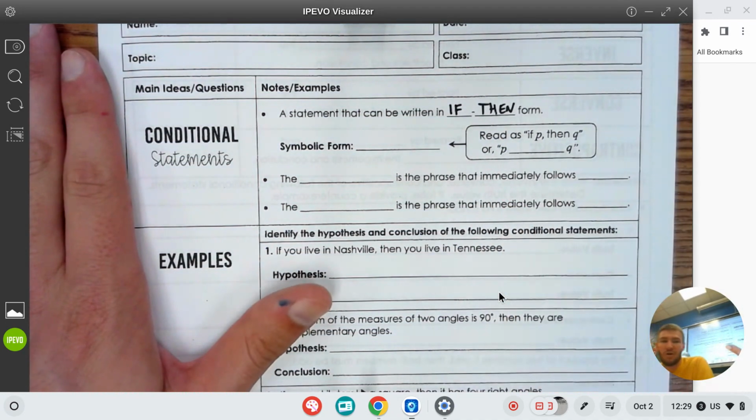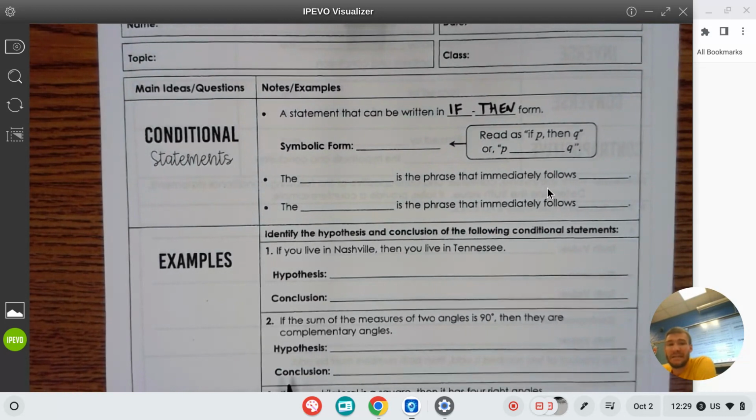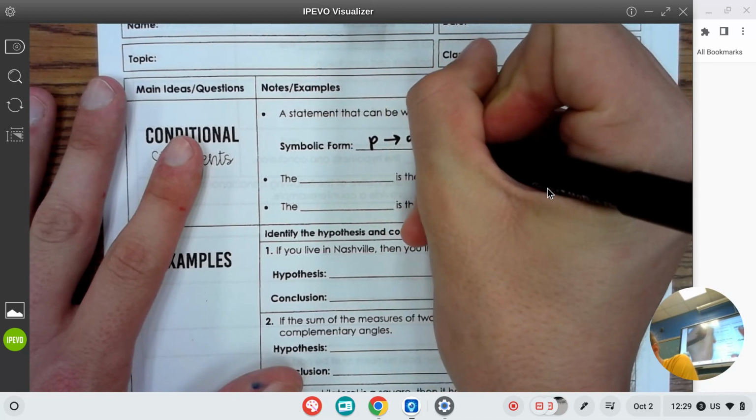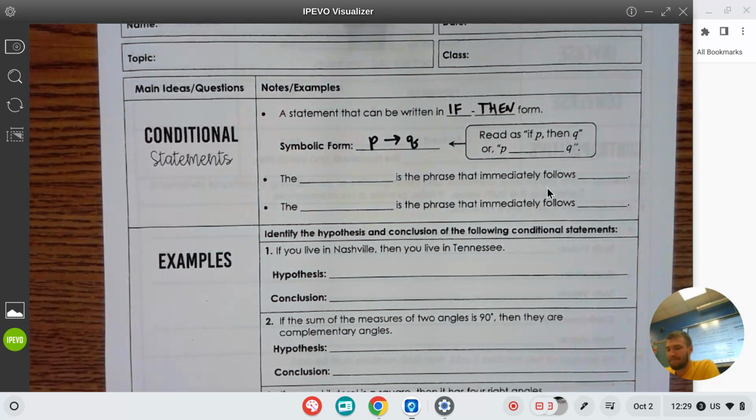if-then form, okay? Really simply, conditional statements, if-then form, is just cause and effect, all right? It's just what starts it and what happens after that, okay? Symbolically, it's pretty easy. You just draw an arrow, okay? This just means P causes Q, okay?